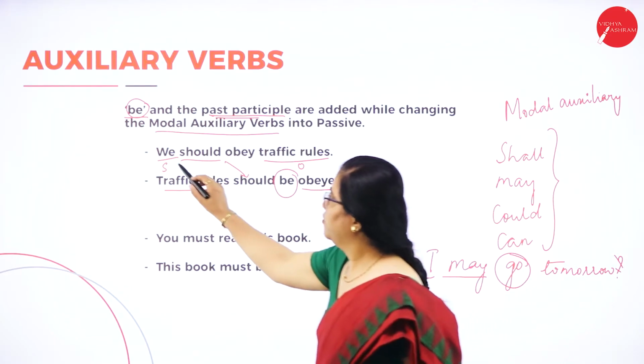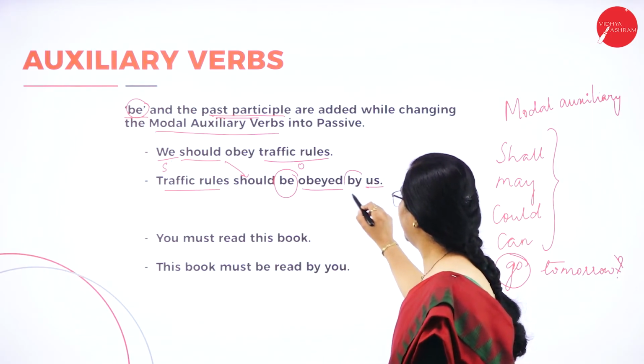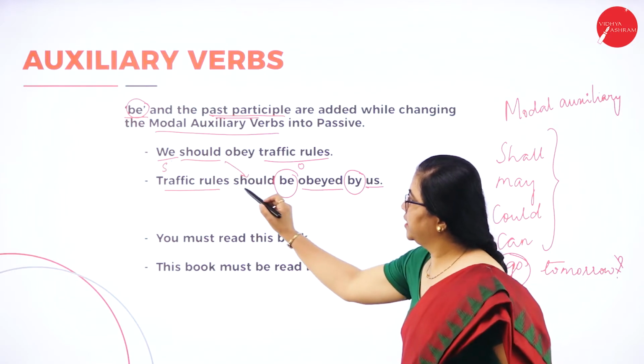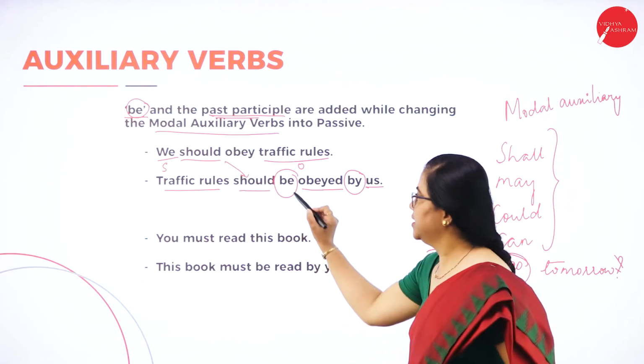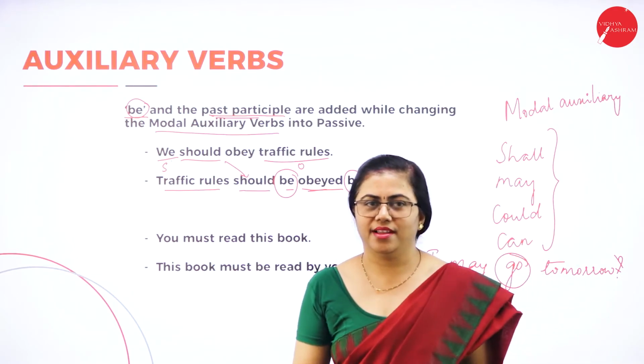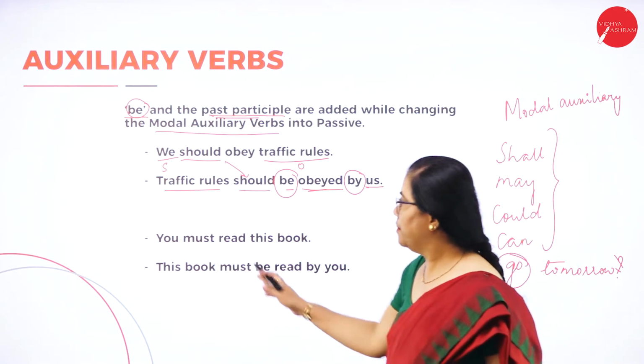Okay. Then we changes to us. Addition is by. Okay. Object to subject, subject to object, retain modal as it is. Just add be and participle form. That's it. Very simple. Let us see another example. You must read this book.